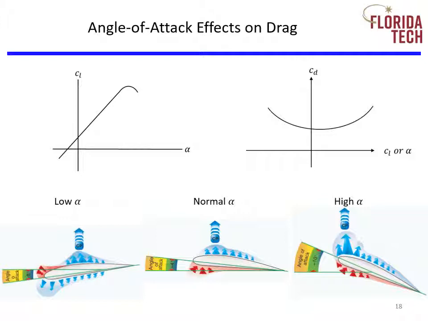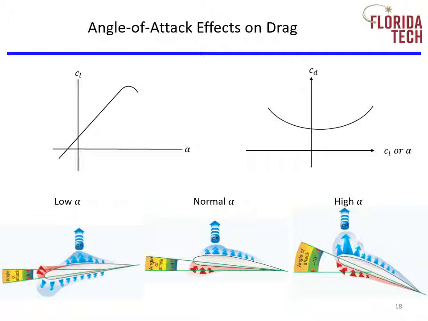When CD is plotted against CL, the graph is parabolic in nature. As lift, or angle of attack, increases, drag increases parabolically. This is why the drag curve is often called the drag polar. To understand why this occurs, consider what the oncoming flow sees as the angle of attack changes. First, drag is a minimum at small angles of attack. Here, the oncoming flow sees a slender, streamlined body. Skin friction dominates and there's very little pressure drag.